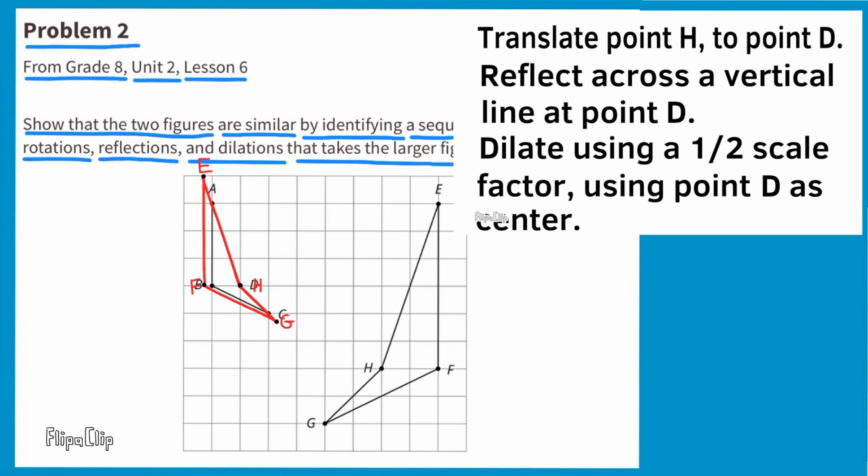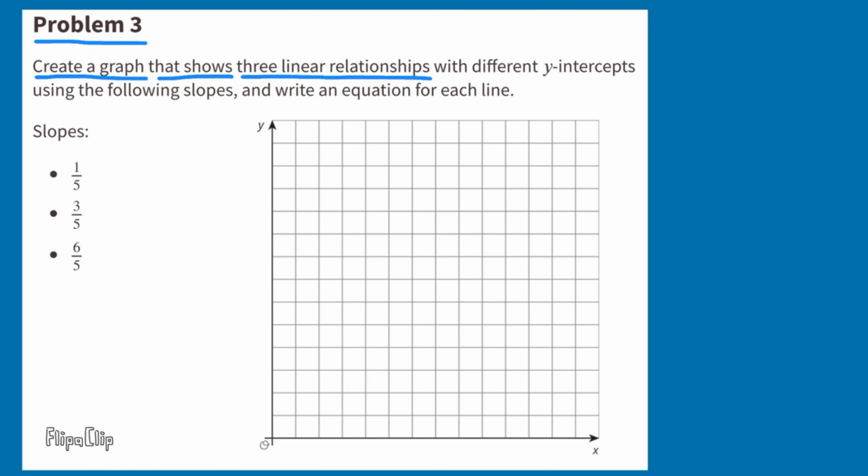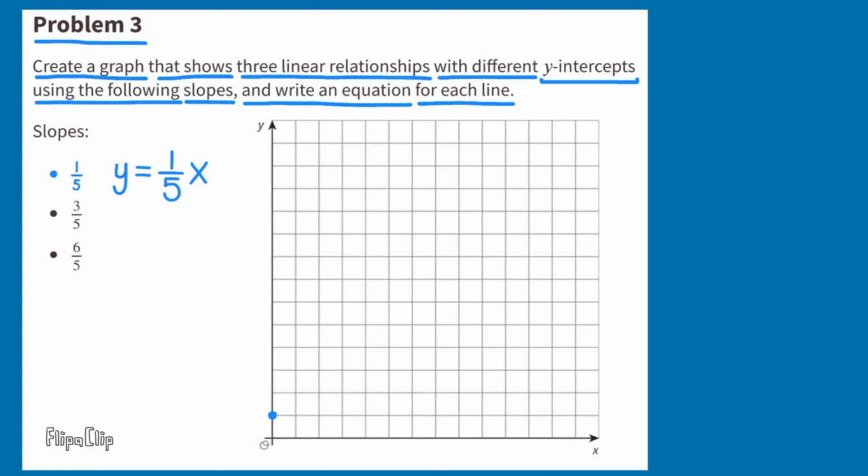Problem number 3. Create a graph that shows 3 linear relationships with different y-intercepts using the following slopes, and write an equation for each line. The first slope is 1/5. Let's start writing the equation with y equals 1/5 times x, and then let's make the y-intercept 1. So now the equation would read y equals 1/5 times x plus 1. We could put some points on this line.